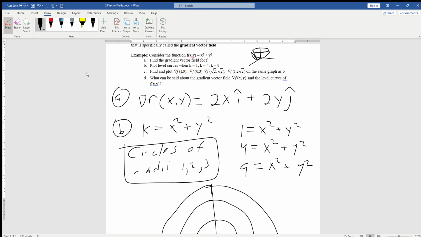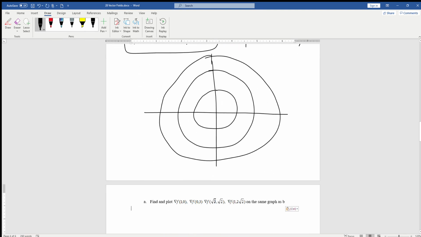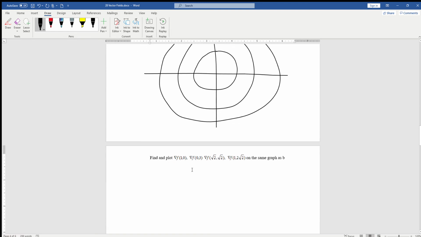So next part of the problem, we are going to plot these vector functions, these vector fields. I'm just going to cut and paste them down here because we need to first of all evaluate them. So we're going to find and plot. The first one that we have, del f at (1, 0). So del f at the point (1, 0). And remember, our function del f was 2x i plus 2y j.